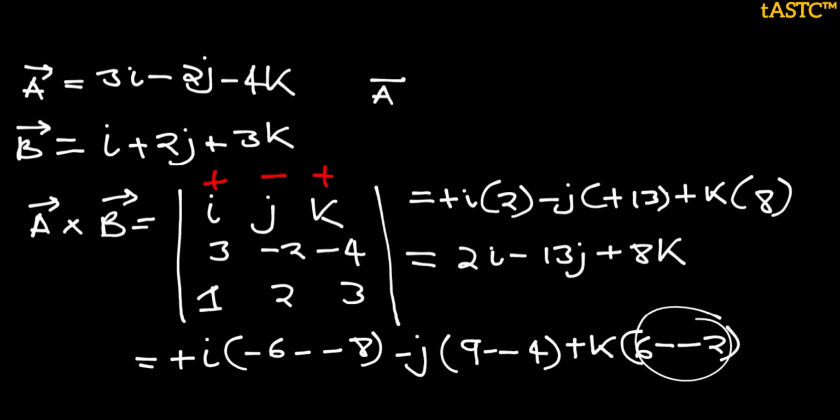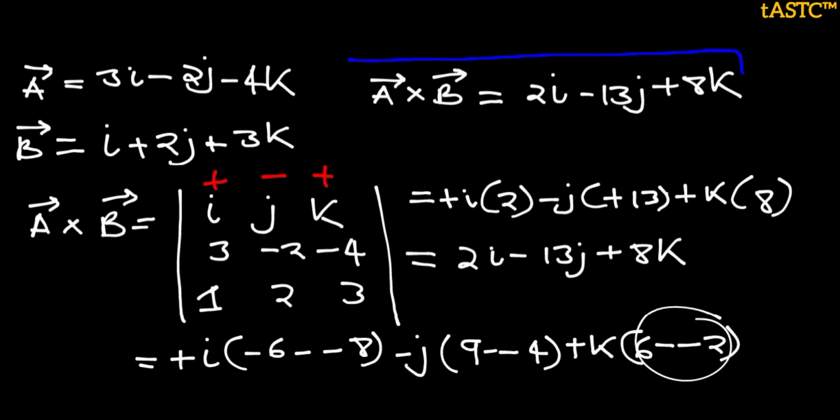Therefore, the cross product between the vectors a and b is going to be equal to 2i minus 13j plus 8k. That will be the answer for that.